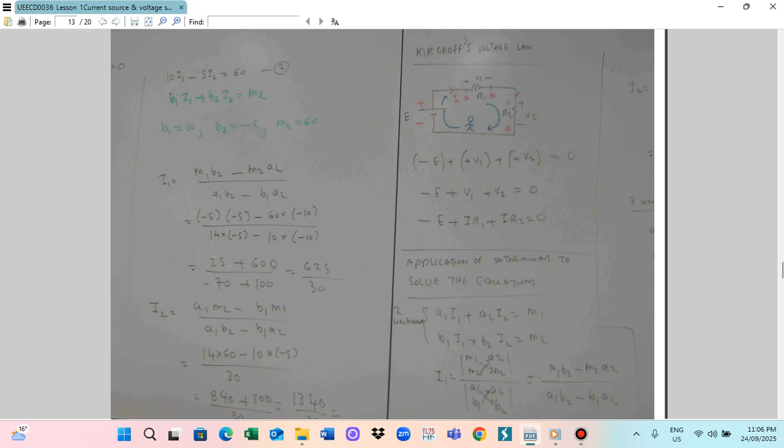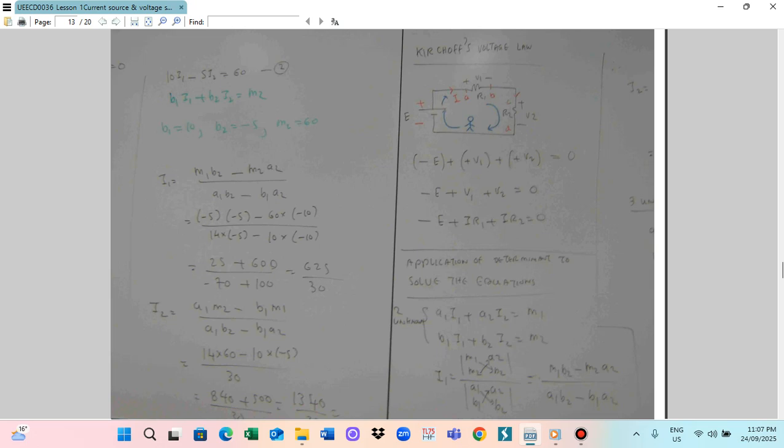And similarly, you can calculate the I2. So the I2 formula is that you can calculate. The formula is A1 M2 minus B1 M1 divided by A1 B2 minus B1 A2.